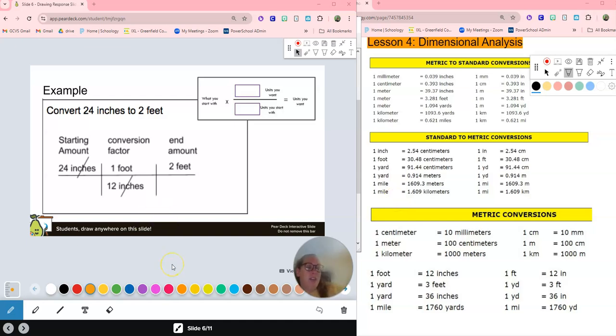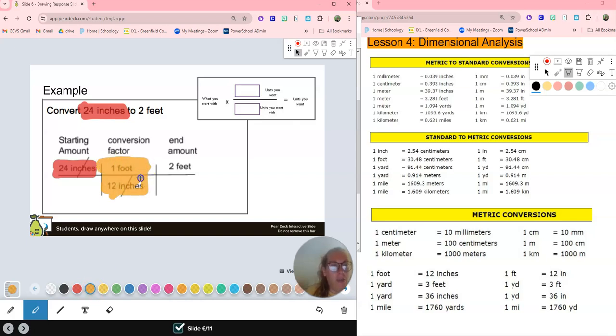Okay, in this example, we're starting with 24 inches, and we want to figure out how many feet that is. So your starting amount here is 24 inches. Here is our conversion factor. Notice that inches is on the bottom. That's the units we started with. And on the top, we have the units we want. So our inches are going to cancel out.